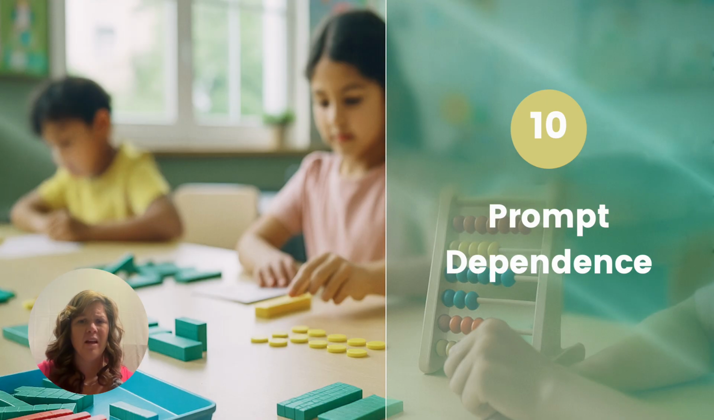Why does this happen? Here's the thing. This doesn't happen because the learner is being difficult. It happens because of how we teach. Prompt dependence is almost always accidentally taught, which means we can also fix it.